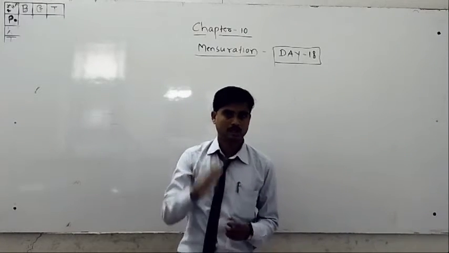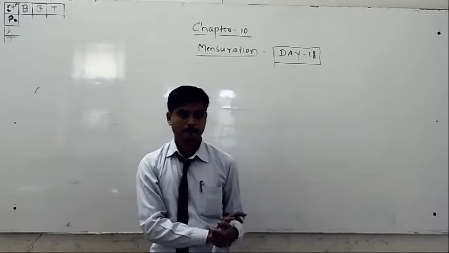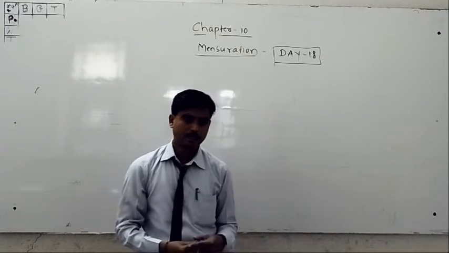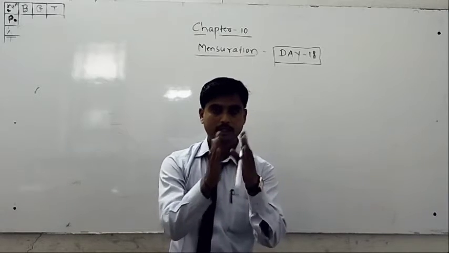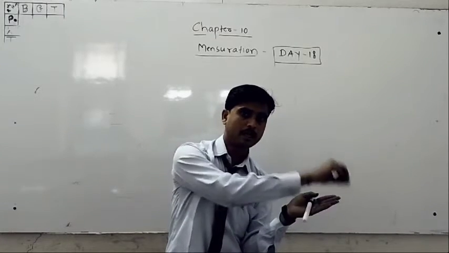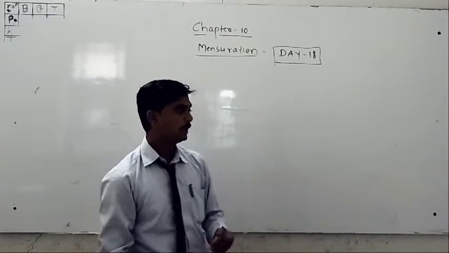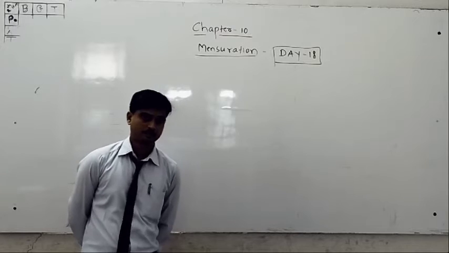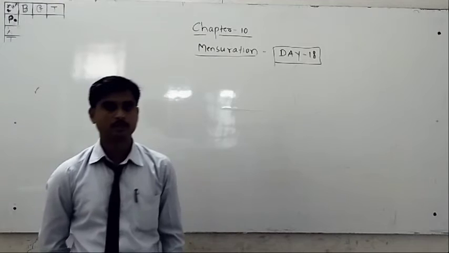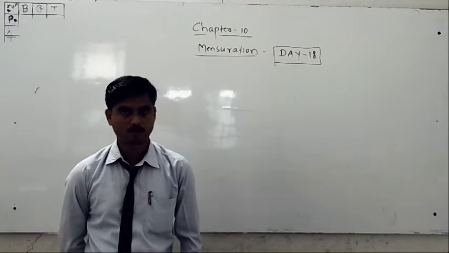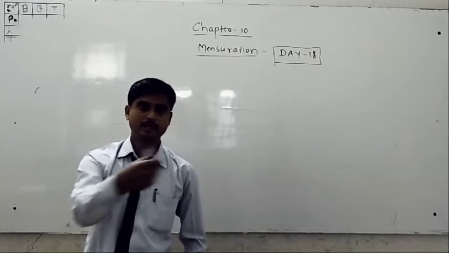Already we discussed exercise 10.1 clearly. In exercise 10.1, there are perimeter problems, depending on the perimeter of a rectangle and the perimeter of a square. Both are there. Then regular figures. How to solve the perimeter of regular figures? We discussed it in 3 classes, day 16 and 17. Day 15 also we discussed that only.